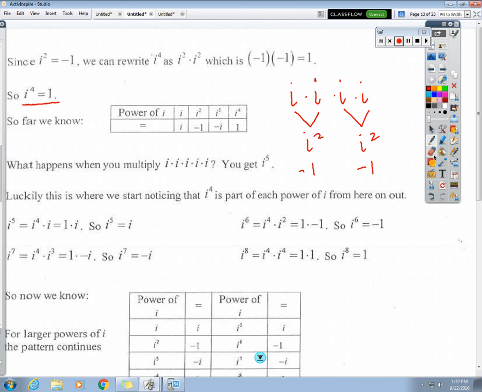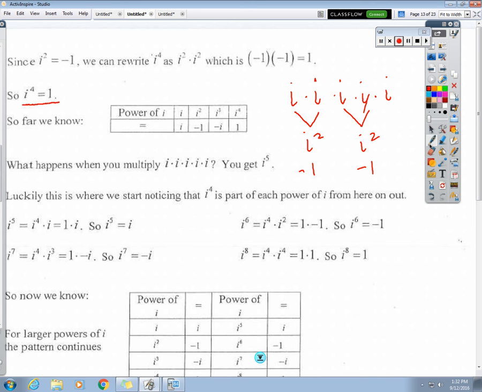Okay, so let's talk about i to the 5th. If we had added in a 5th i right here, these two would have made a negative 1. These two would have made a negative 1, which combined makes a positive 1. But then don't you have an i left over? So i to the 5th equals what?